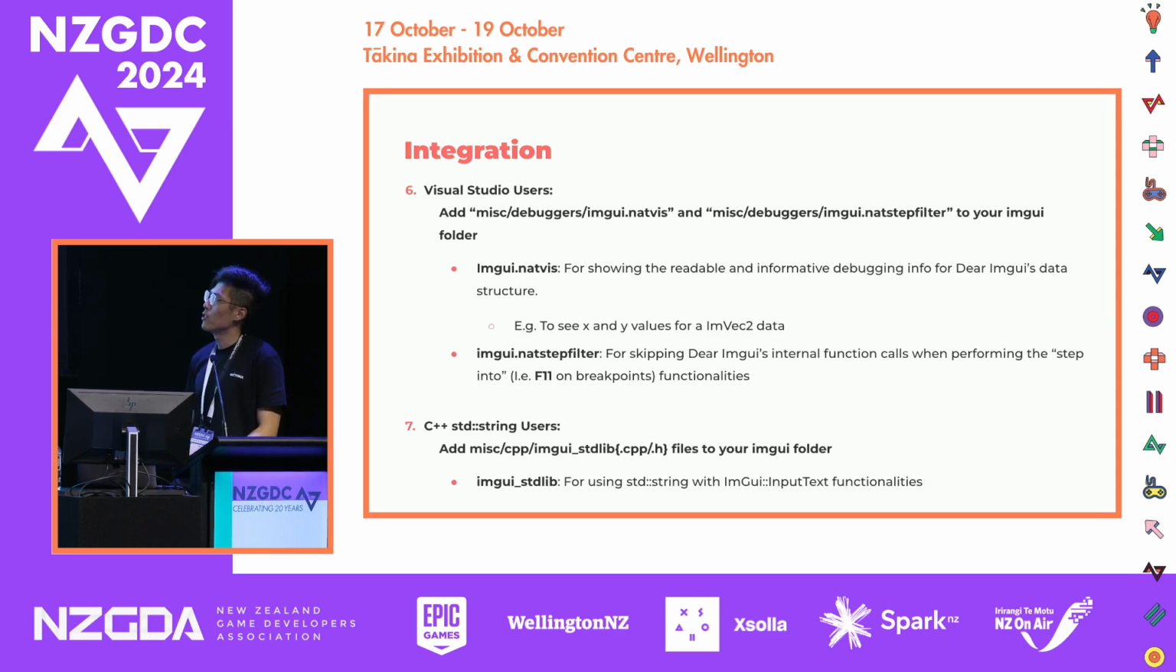Some extra files if you're using Visual Studio. These two files here. One is to make it easier to debug the ImGui data structures, like the vector2 that they have. And the other file helps with stepping into functions, the F11, so it skips the internal ImGui system function calls because you don't need to care about them. And for std string users, you include this file.